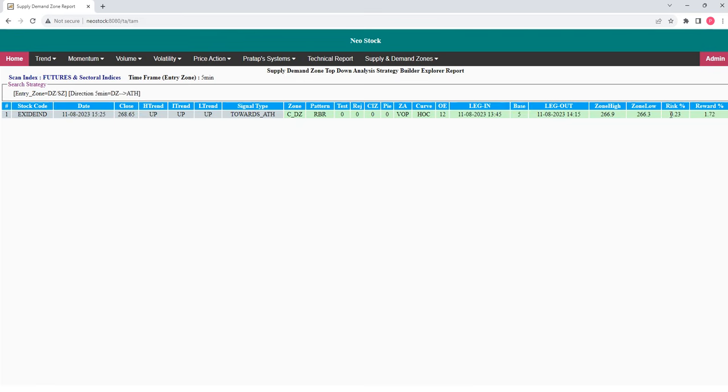And what is the risk? 0.23 and reward is 1.72%. Great. So risk is very less. Next time if price reaches this zone, it might give a minimum of 1.72 reward. It is possible, even though it is high on the curve, because it is an all-time high stock.